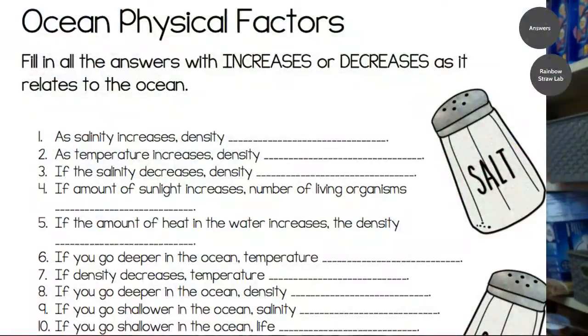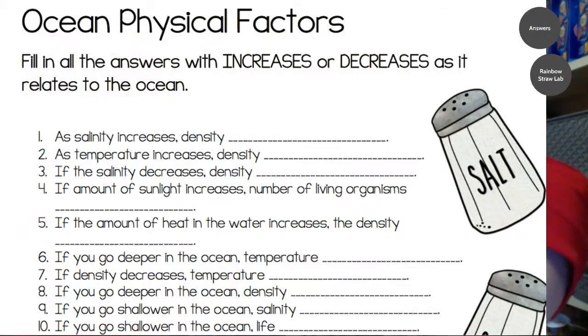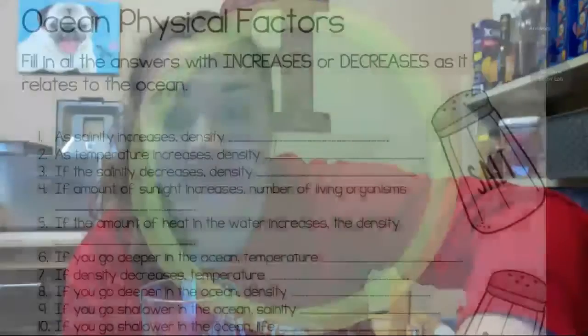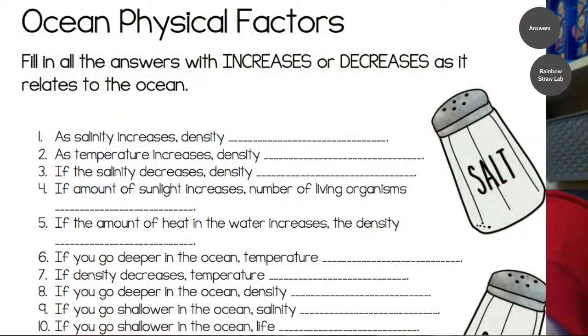Number two, as temperature increases, density does what? Remember, towards the top of the ocean, we have our warmer layers, right? So as temperature increases, density decreases, because we're going towards the top of the ocean. If salinity decreases, density does what? Also decreases. If the amount of sunlight increases, the number of living organisms, which need sunlight to live, increases. By the way, all of these are related to the ocean. If the amount of heat in the water increases, the density decreases, because we're going up in the ocean.